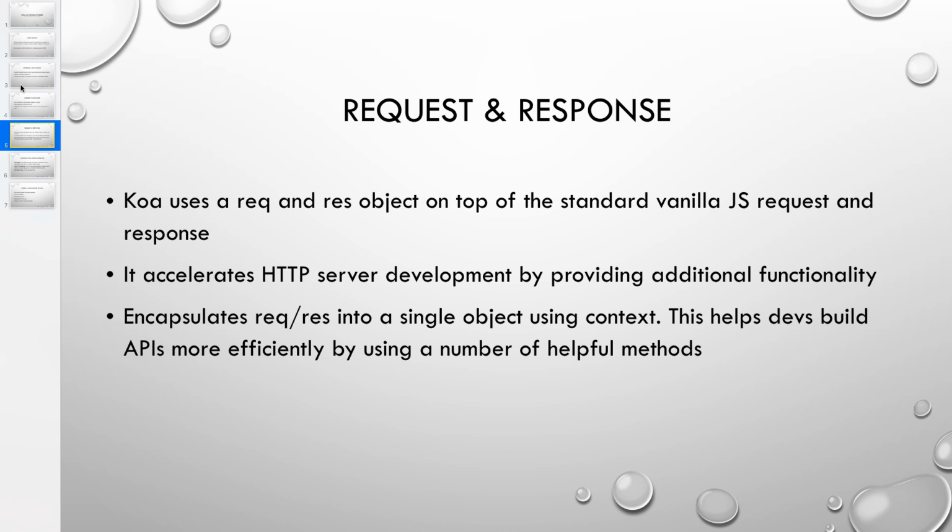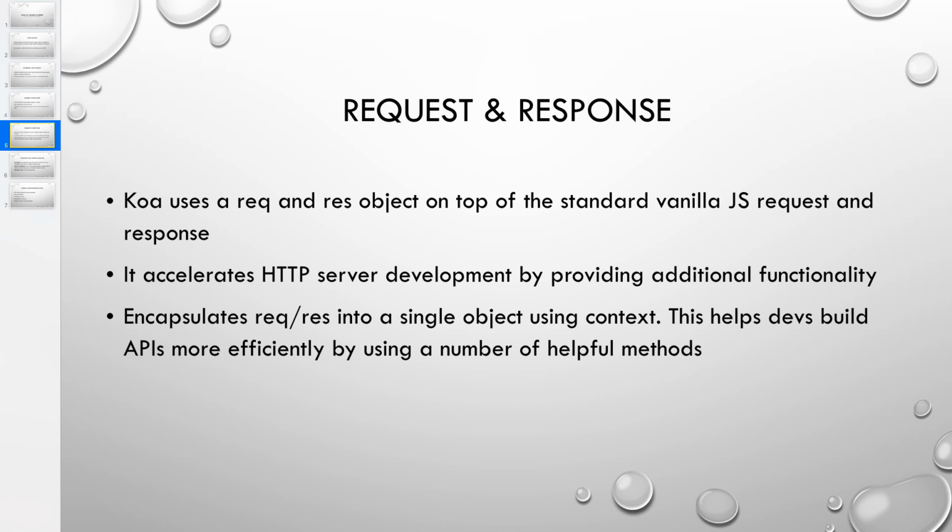Now, when it comes to the request and response, the inner workings are a bit different than Express and other frameworks. There's a special request and response object on top of the standard objects, like the vanilla JavaScript request and response. It's supposed to accelerate HTTP server development by providing additional functionality. And we can use these objects to access various properties of a request, like the header, the path, method, URL, things like that.